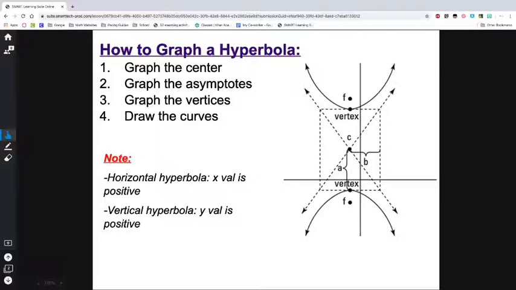We are going to have different facing hyperbolas depending on whether the x or y values are positive. When the x value is positive, we have a hyperbola that opens left and right. I like to think of it like this: when x is positive, the hyperbola makes something like an X shape. When y is positive, we open up and down, so we'll have a Y shape in our hyperbola.